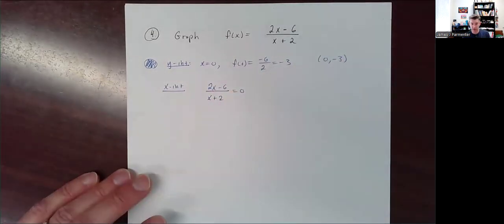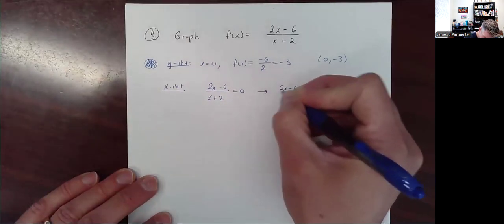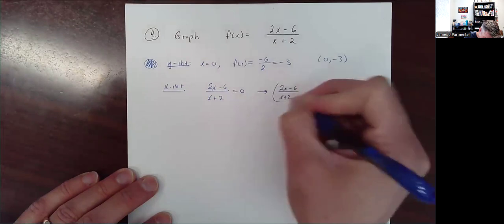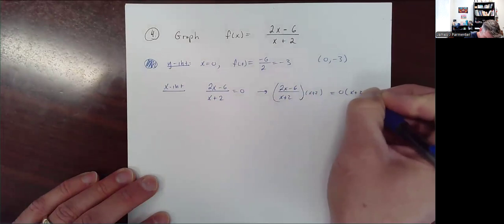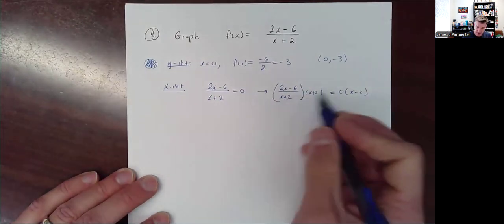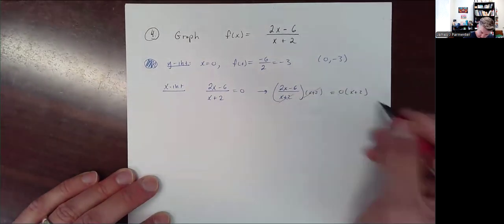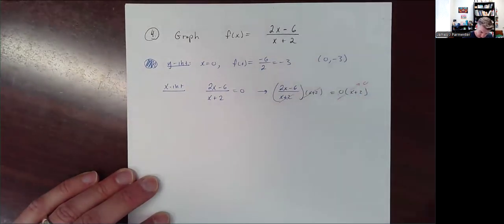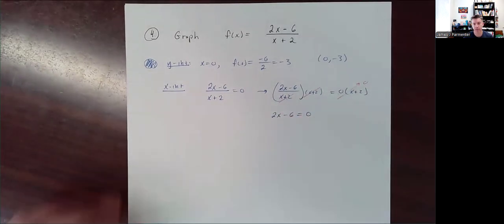But then if you multiply both sides by the denominator, we're going to get (2x minus 6)/(x plus 2) times (x plus 2) equal to 0 times (x plus 2). The x plus 2's cancel on the left side. That's why we're doing this, to get rid of the denominator. And 0 times anything is 0. So what we're left with is 2x minus 6 equal to 0.